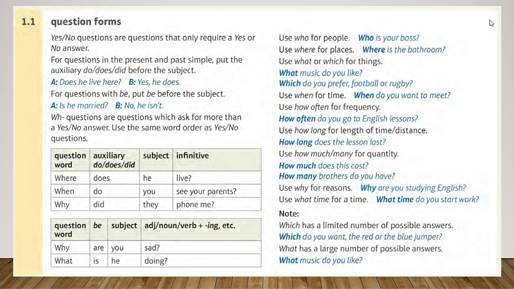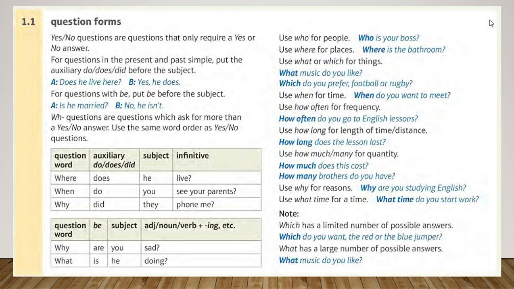So what can follow verb to be, besides the subject in a question, of course, is an adjective, such as sad, or a noun, such as a nurse. So I can ask, for example, is he a nurse? Or why are you a nurse? I can also have a verb with the ing form. For example, what is he doing? Right?